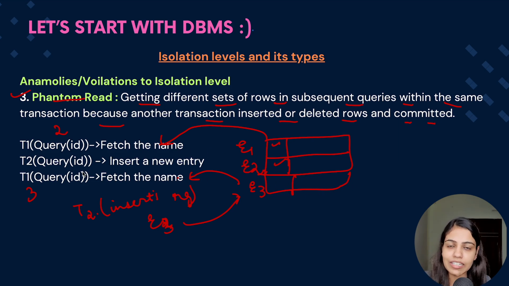Again there could be a deletion as well. Consider that E2 left the organization. So as part of T2 I can go ahead and delete the entry of employee 2 as well, and again if I fetch the names, I'll get only 2 values. So you can see that there are some discrepancies in the records which we get while fetching because some other transaction came and inserted or deleted some of the records from our table. So this is the phantom read.